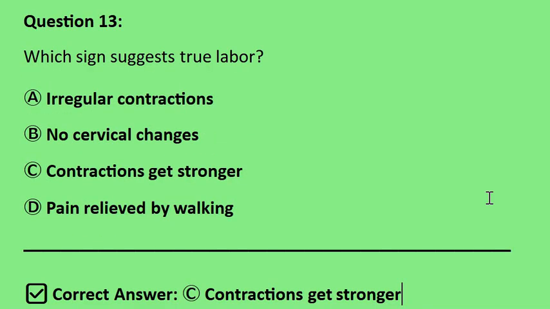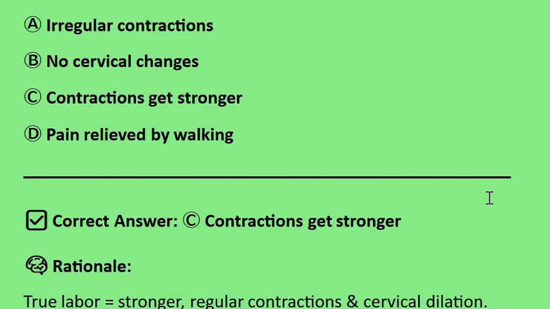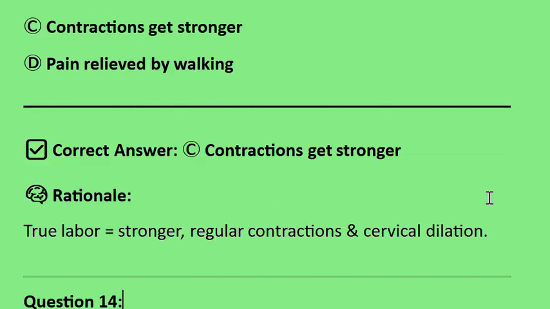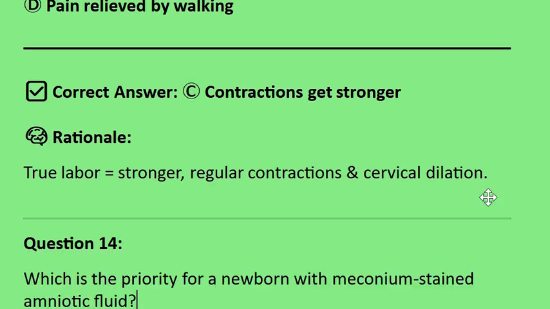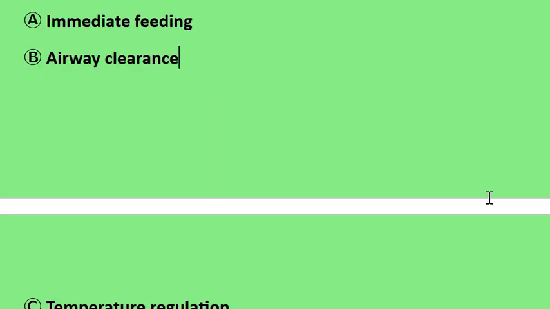So in this situation, the correct answer is option C, contractions get stronger. True labor: strong regular contractions and cervical dilation. These are the characteristics of true labor. Question number 14.